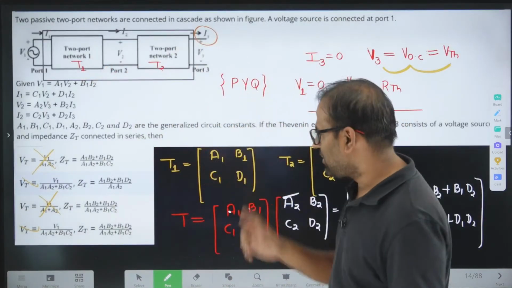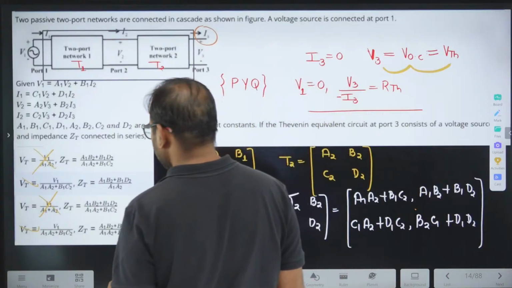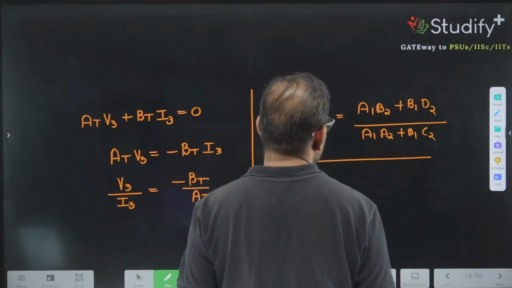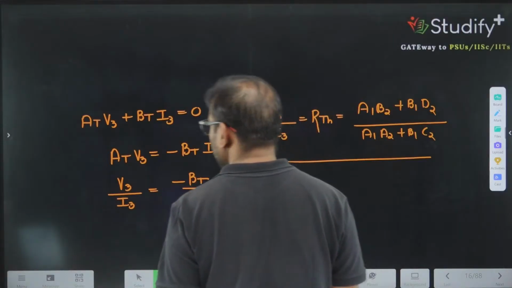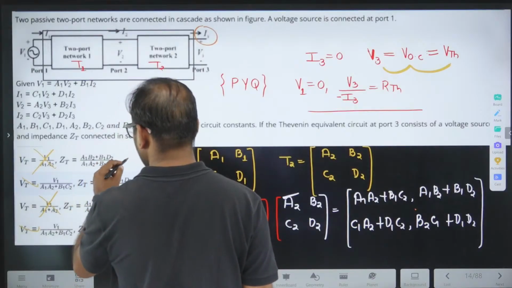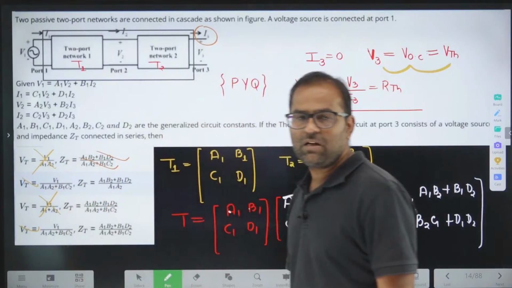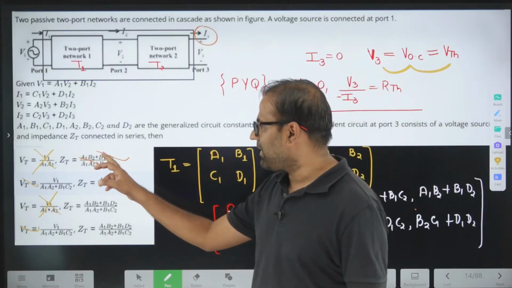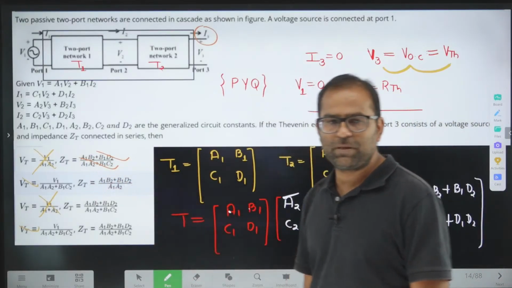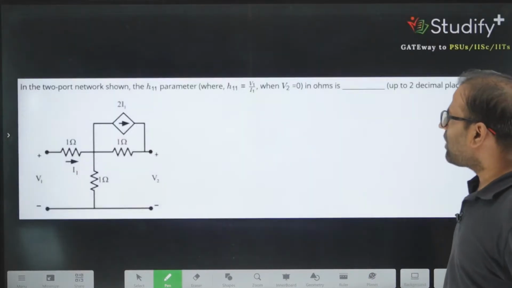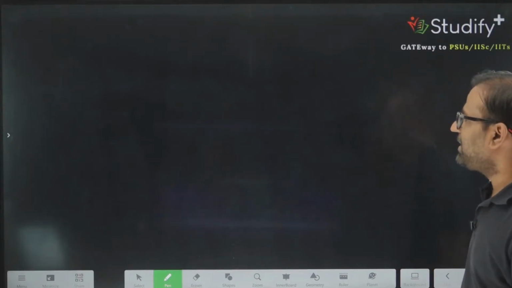So you can say A1... what is the option? A1 B2, B1 D2, A1 A2 plus B1 C2. So which option is correct here? The option A is correct here, which is A1 A2 plus B1 C2. Fine. Let's talk about a few more questions on ABCD parameters.